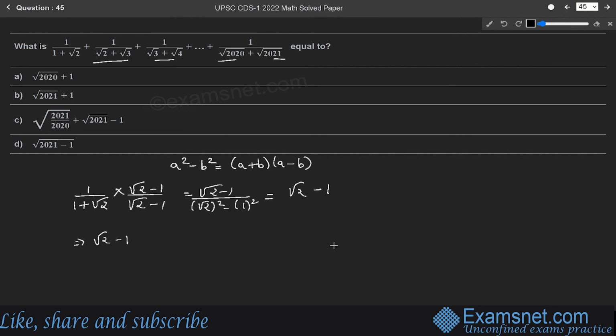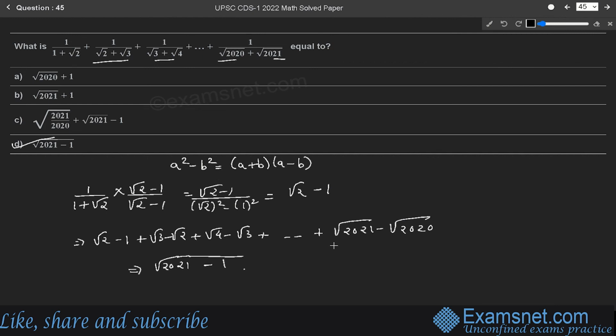root 2 minus 1 plus root 3 minus root 2 plus root 4 minus root 3 plus so on up to root 21 minus root 20, which will give root 21 minus 1. Therefore, the required value of this expression is root 21 minus 1. So, the correct option for this question is option number D. So, this is the correct option for this question. I hope this question is clear to you.